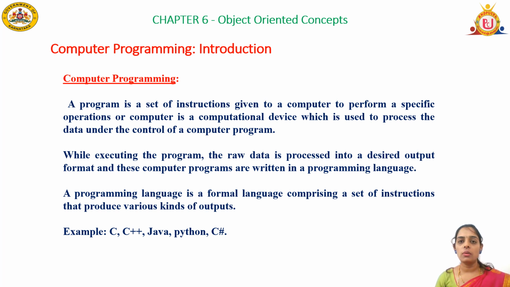Then we need to understand what is a programming language. A programming language is a formal language which comprises a set of instructions that produce various kinds of outputs. Examples of programming languages are C, C++, Java, Python, C#. So a computer program is nothing but a set of instructions given to a computer to perform a specific operation in order to obtain a desired result.